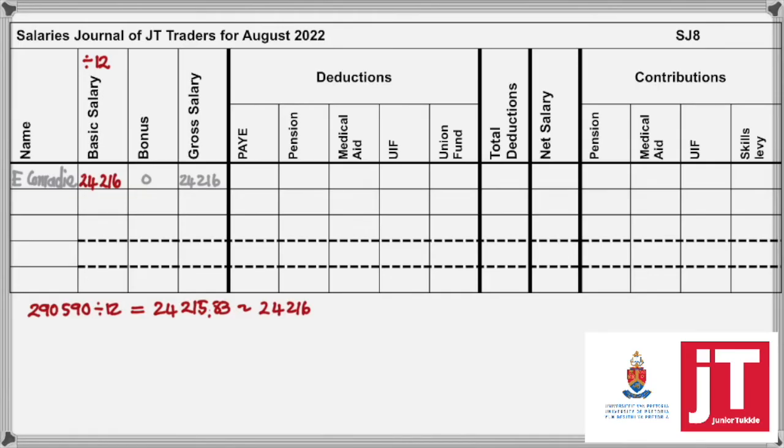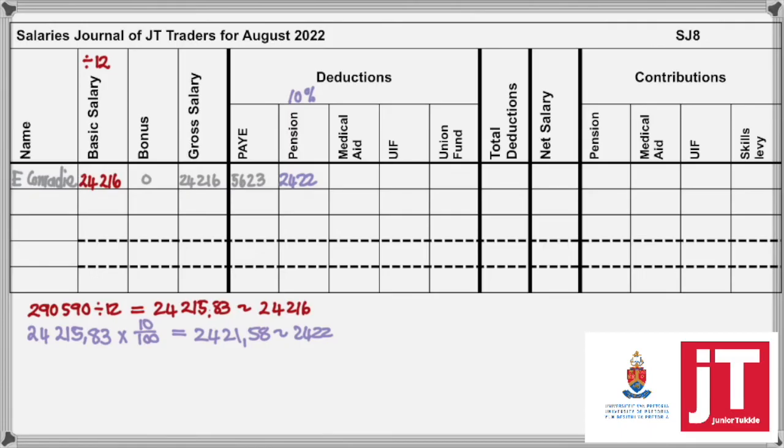Now we look at deductions according to the additional information. They've already given us the pay as you earn, so that's just copy and paste: 5,623, according to the information. Then when it comes to pension, Conradi will pay 10% towards his pension fund. So we take the monthly salary of 24,215 rand 83 cents times 10 over 100, which gives us 2,421.58. Rounding up gives us 2,422. So that's the pension.